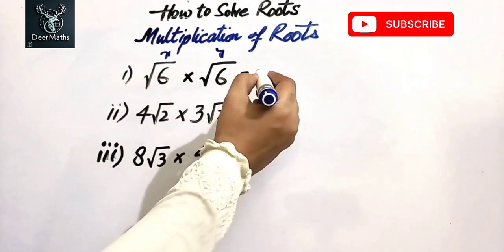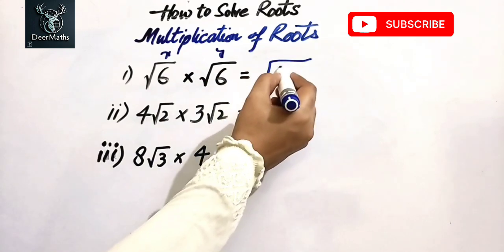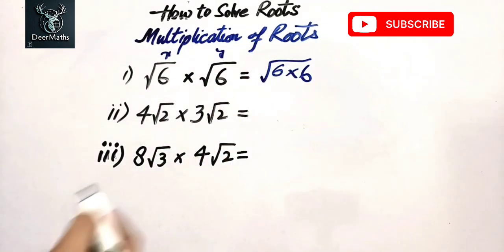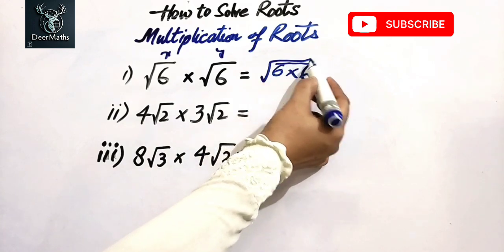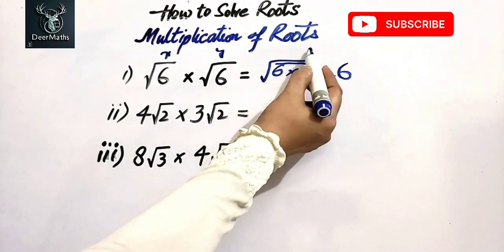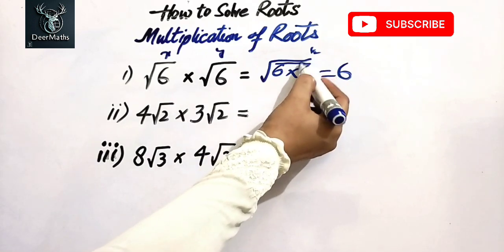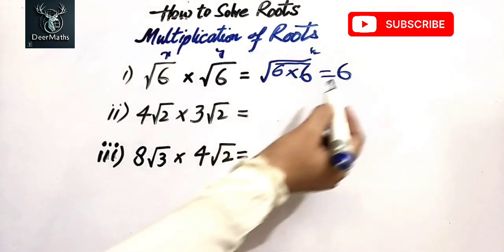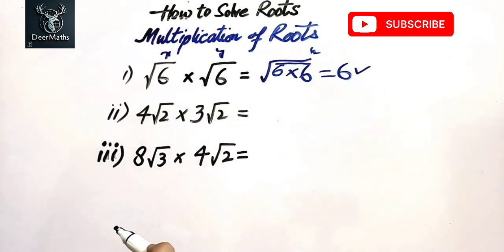So 6 multiply by 6, in the root you have 6 multiply by 6. And when we have the value which are pair in the root, the value comes out of the root, because 6 is square and the power of the root is equal to 1 upon 2. So square of 6 is 36, and the square root of 36 is 6. Okay, so the answer is 6.